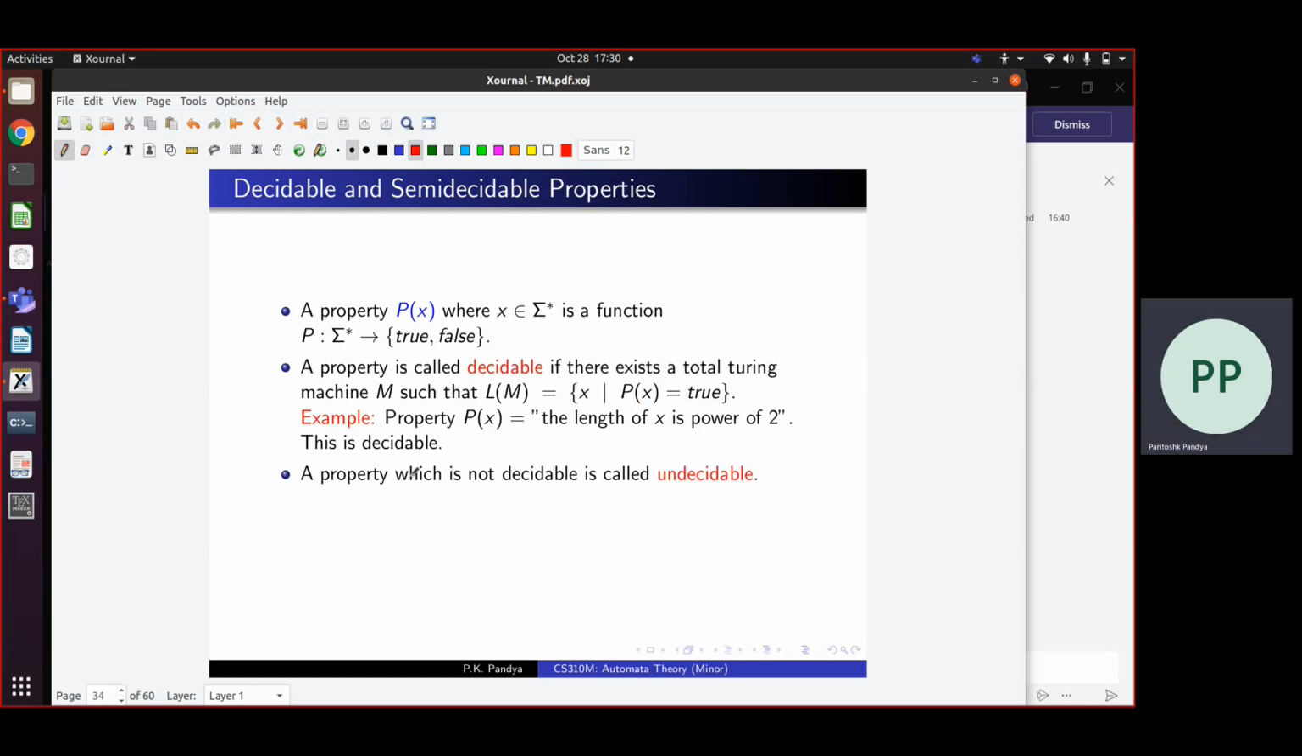Similarly, a property which is not decidable is called undecidable. Okay.